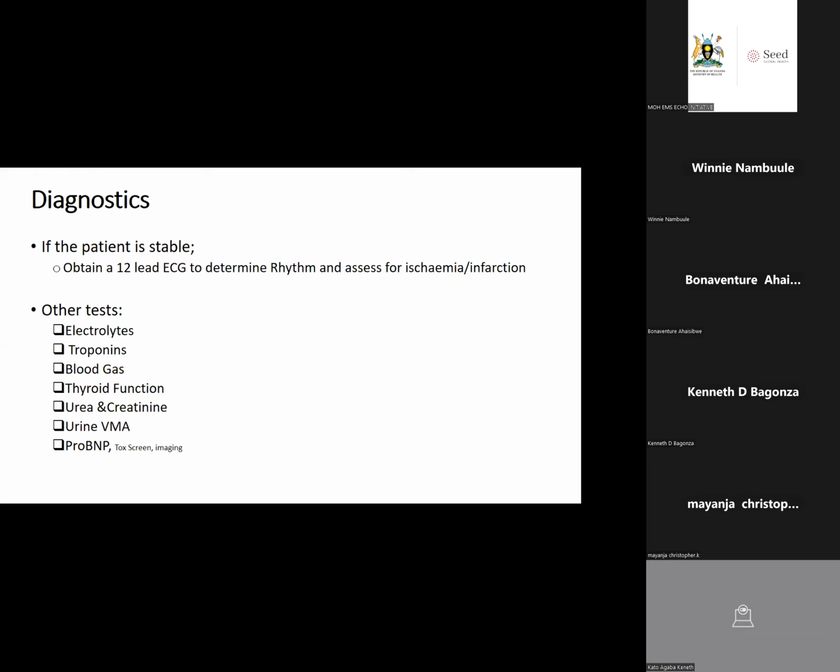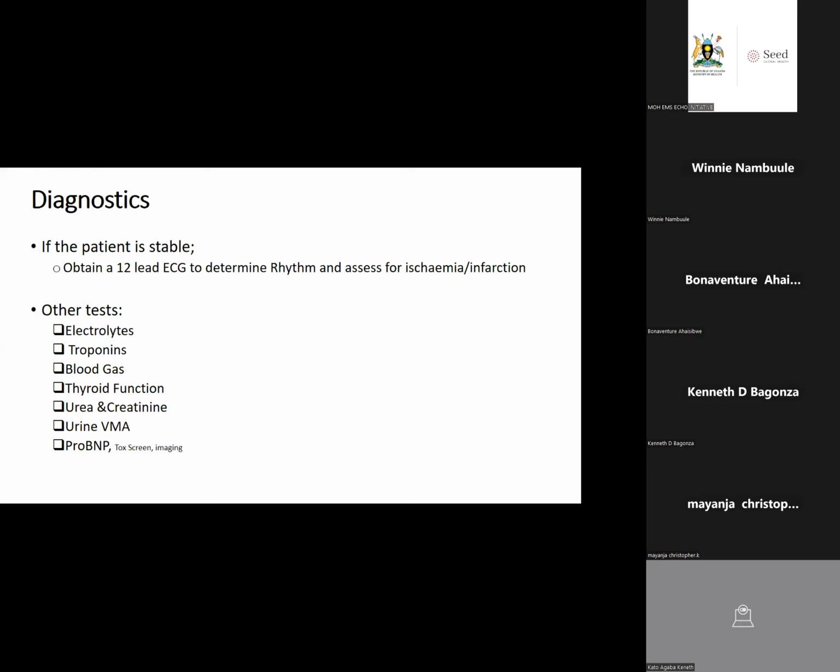It might also be able to give you some electrolytes, and it's at the point of the patient's bedside. So you get results much faster than if you send electrolytes to the lab. Check thyroid function, because hyperthyroidism can give you tachyarrhythmias. Hypothyroidism can give you bradyarrhythmias. So check thyroid function. Remember to also do urea and creatinine, because if you find the patient has AKI, then this might be contributing to the presentation.